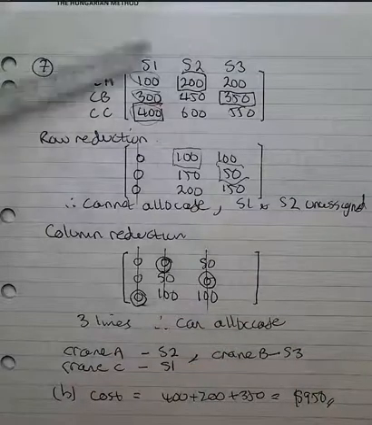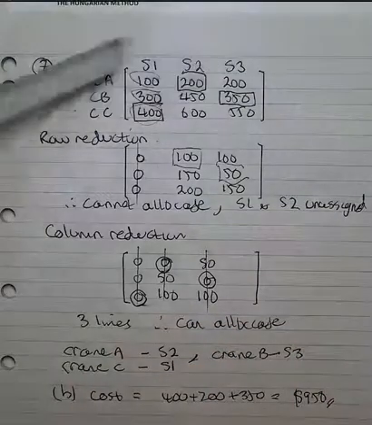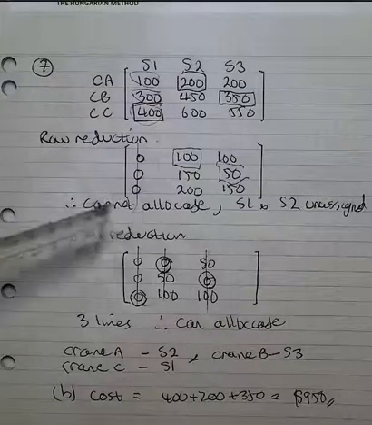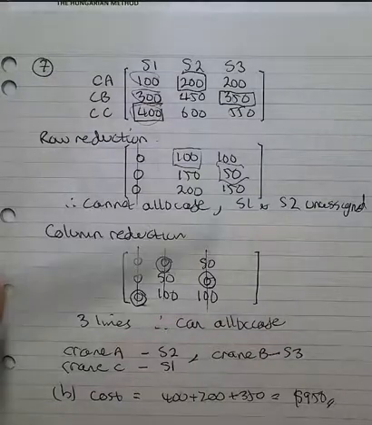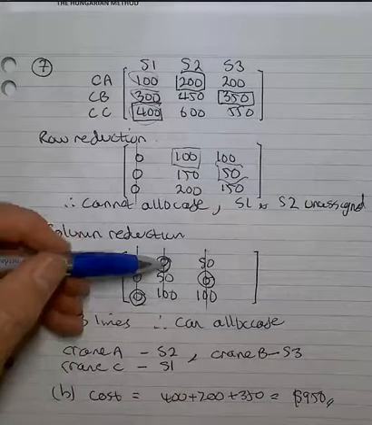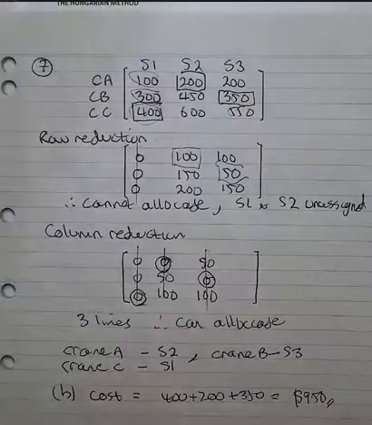So identify the smallest member in each row, undergo row reduction. Couldn't allocate. I then try column reduction. And at the end of that process, fortunately, I have 3 distinct zeros, and I can then allocate.